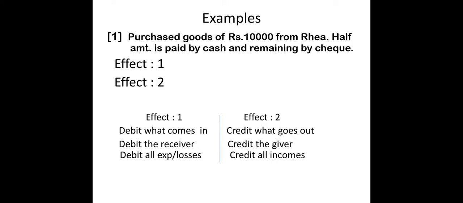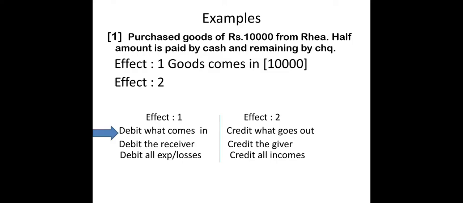On the left side, there are three choices: debit what comes in, debit the receiver, and debit all expenses and losses. Now, students, which one will you select for effect number one? Now we are buying goods, students, so definitely goods comes in, isn't it? Okay, so in effect number one, we can write like this: goods comes in 10,000. So which rule have we applied? Yes, debit what comes in. Rule of real account we have applied because goods is a real account. All goods and assets are real accounts.